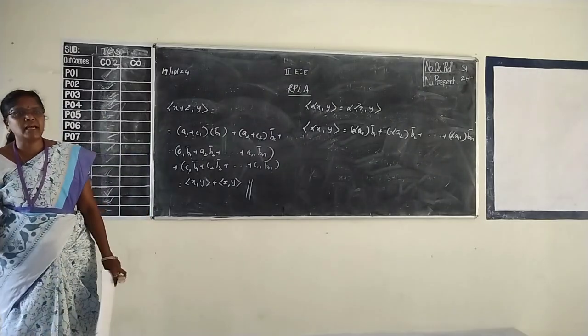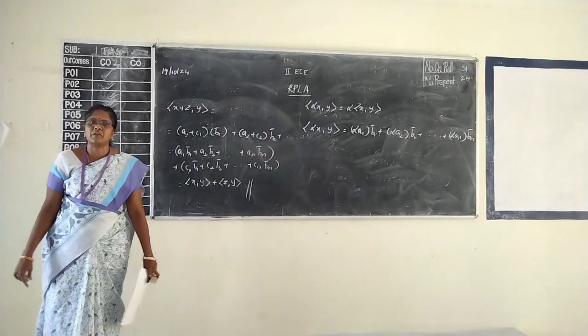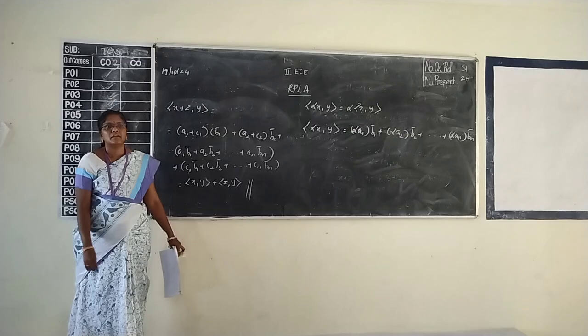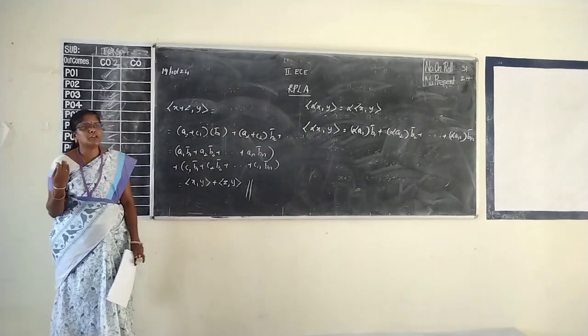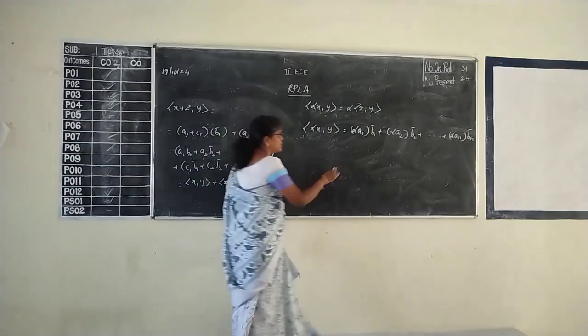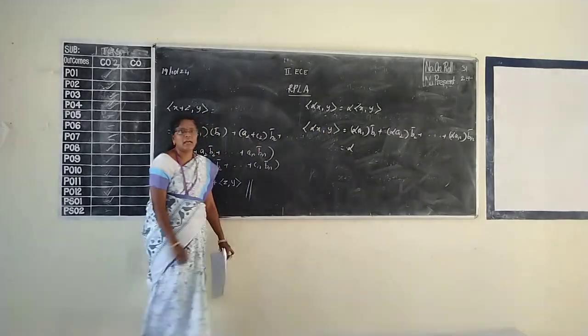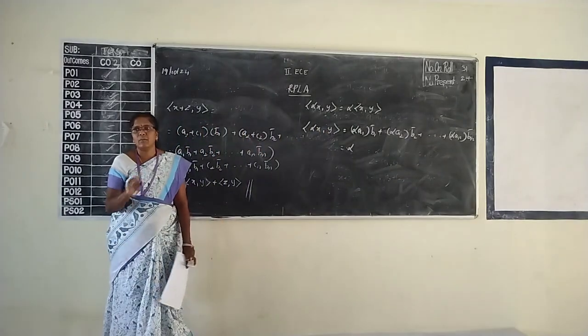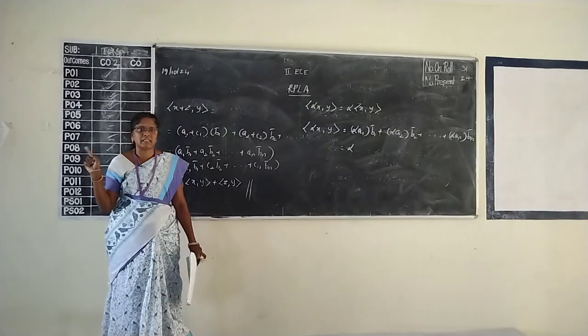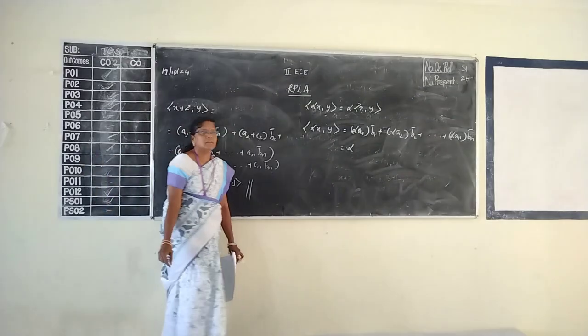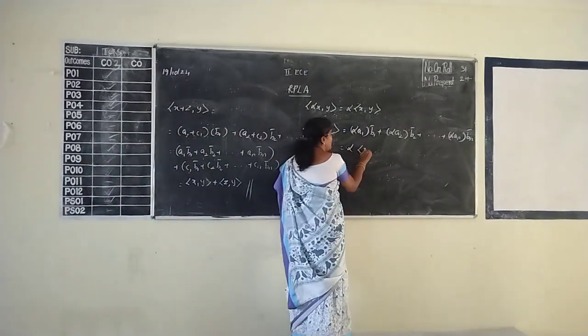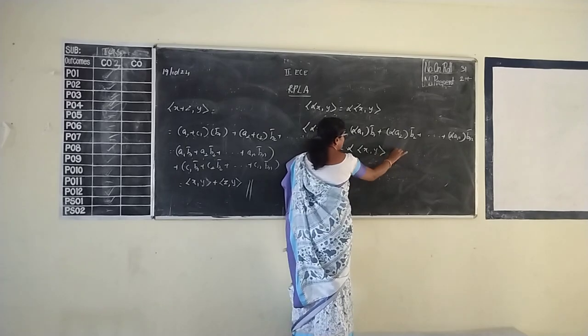So this is only ordinary addition. So what can you do with alpha? It can be taken as a common term outside because this is only ordinary addition. So if you have taken alpha outside, what is the remaining? A1 B1 bar plus A2 B2 bar, etc. What is that? Alpha times the inner product of x comma y. That is what you are supposed to do.